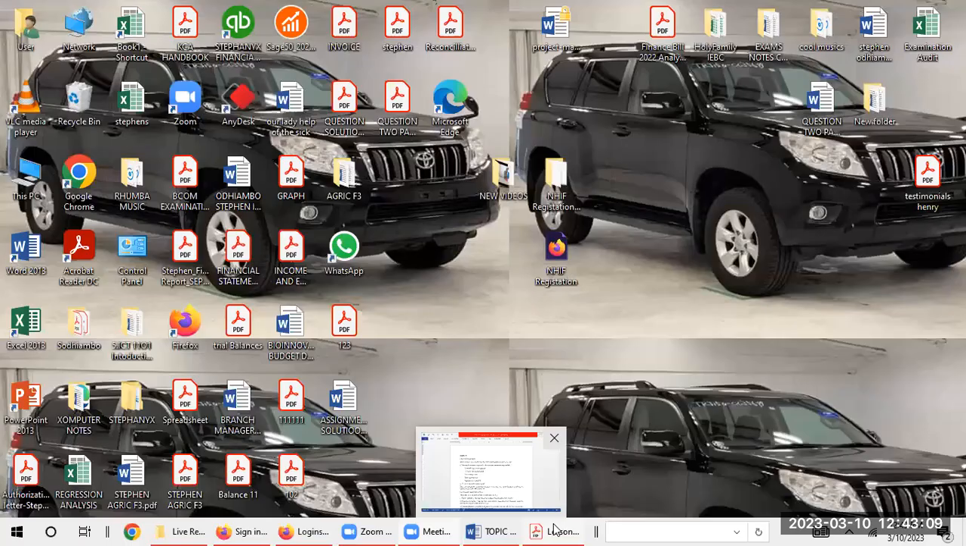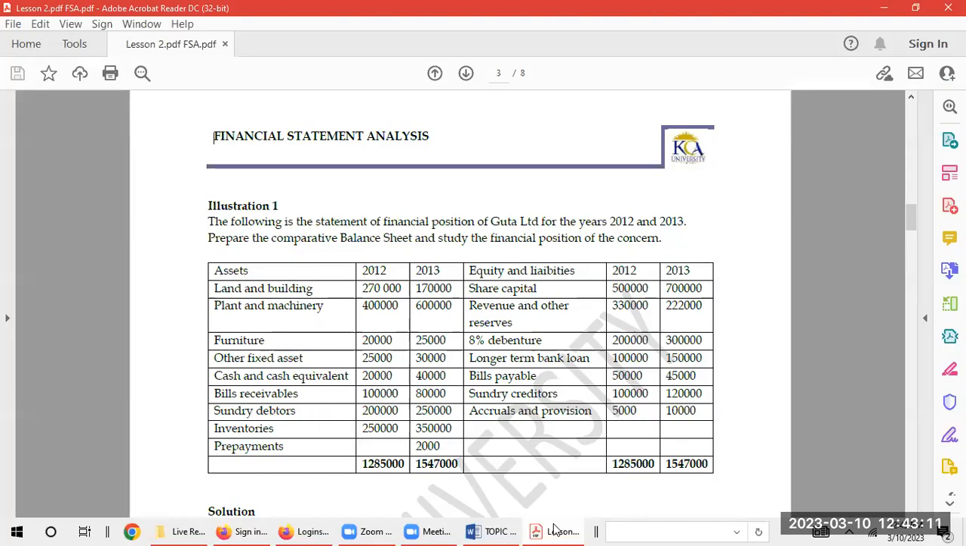Financial statement analysis tools. If I continue with sharing my screen, here we are, and I think you can confirm this is where we left off based on our previous class.